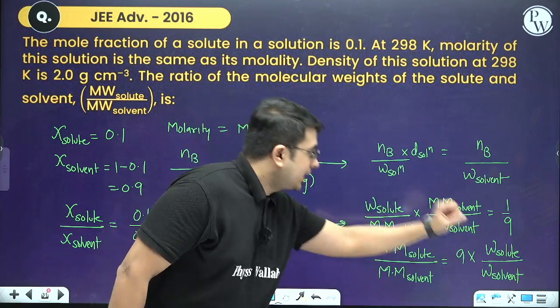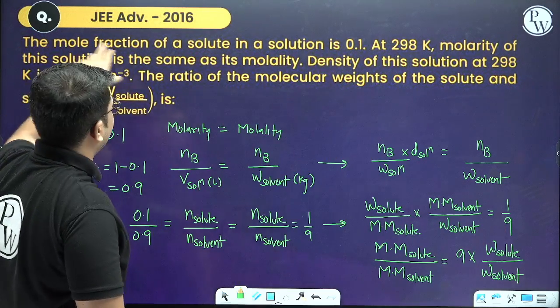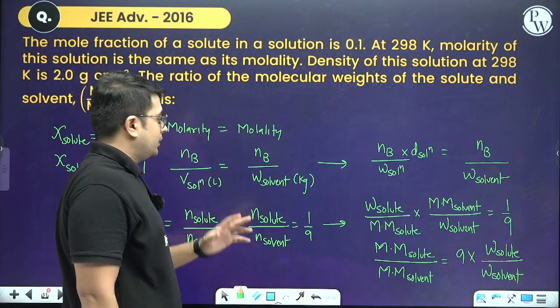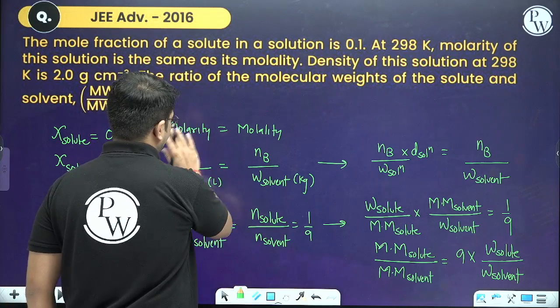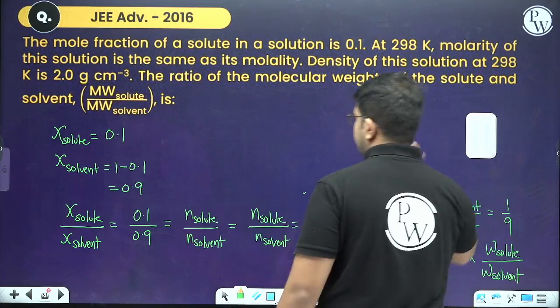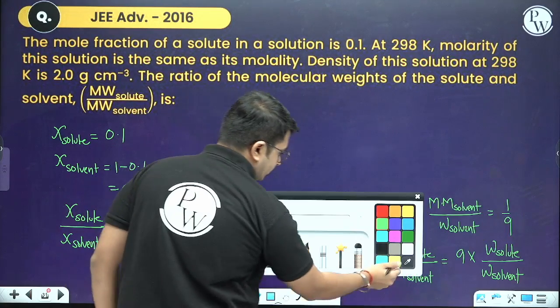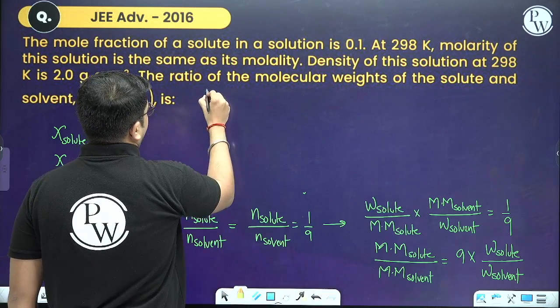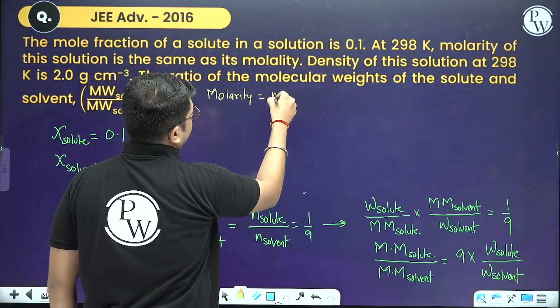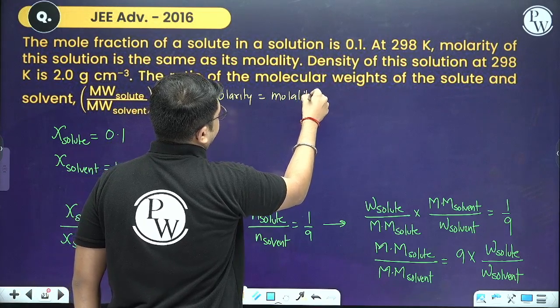So this data can be determined from this particular part, that the molality and molarity are both the same. How can you explain this? It's very easy. I am writing it here: the relation between the molarity and molality. The question says that molarity is equal to molality.